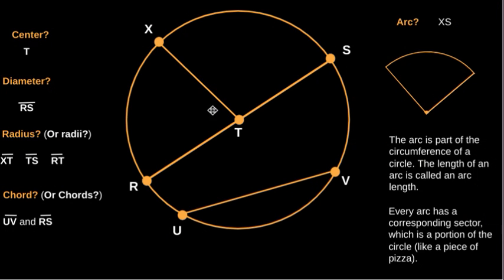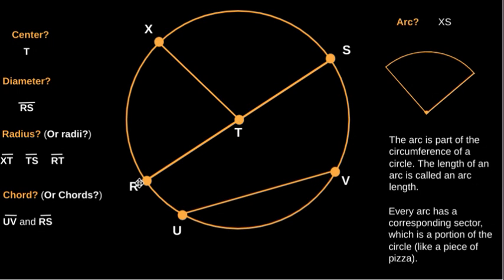So looking at the circle, the center is T, the diameter is RS. Diameter is a line segment that divides the circle into half. It passes through the center of a circle. The radius, or radii in this case, because we have more than one radius. Radii is a plural of radius. We have RT, ST or TS, and XT.